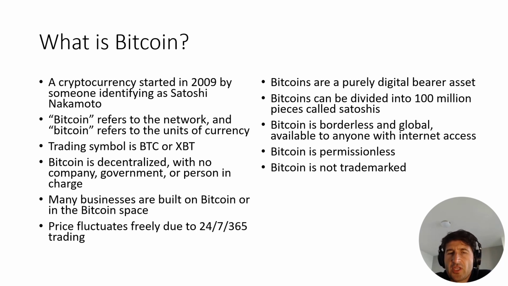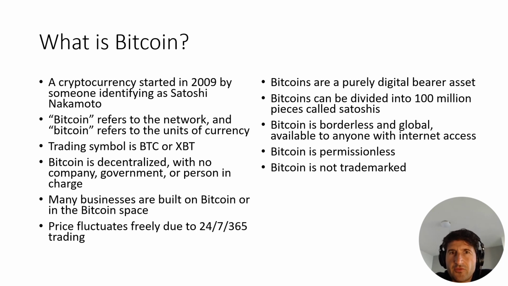Bitcoin is decentralized, so there's no company, government, or person that's in charge, right? Bitcoin belongs to all of us, or none of us, or whoever wants to use it, essentially. And that's a bit different than a lot of things people are familiar with. There are many businesses, however, that are built on Bitcoin or in the Bitcoin space, or use Bitcoin in some way. But it's important to remember that they're not authoritative, right? They're just simply choosing to use Bitcoin in their own way.